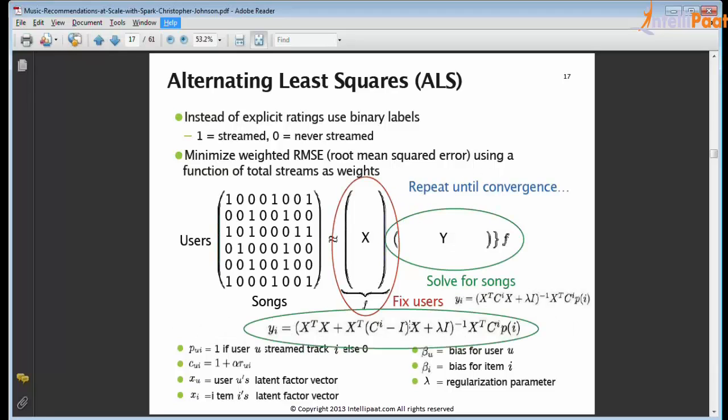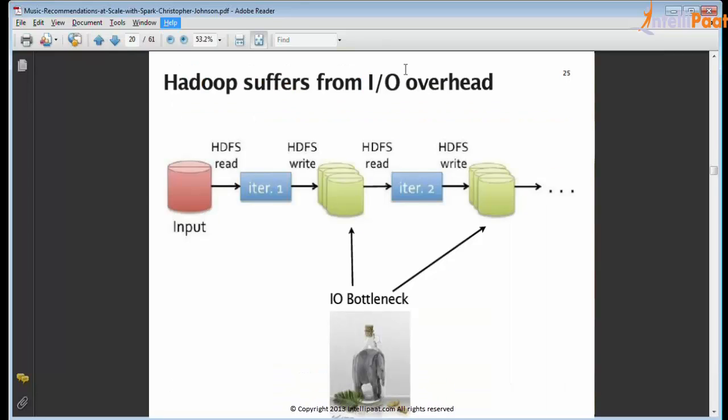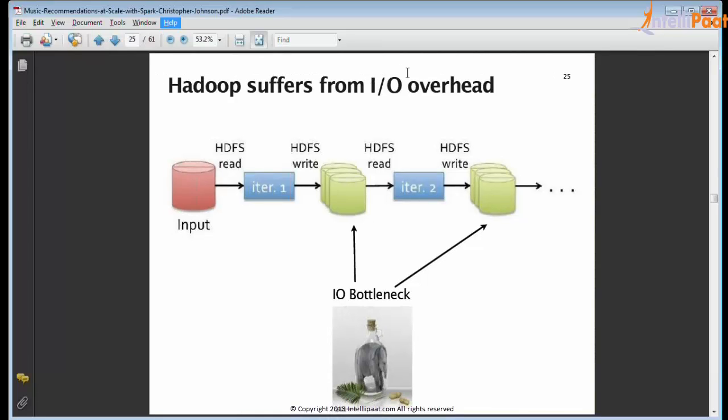This is the algorithm which is written in Python. You can even get the source code here. So this is the workflow in Hadoop. Like I mentioned before, Hadoop writes all the data to disk. So if the data is very huge, like the number of users or the number of songs in the matrix increases considerably, it suffers from a lot of I/O overhead because it's storing everything in HDFS. So it becomes a bottleneck.